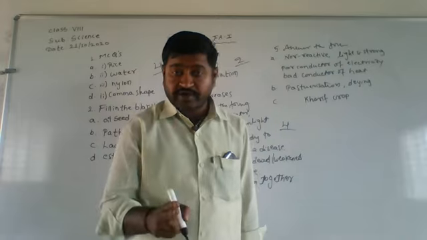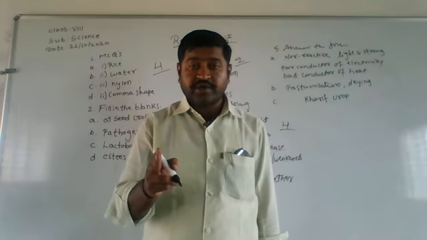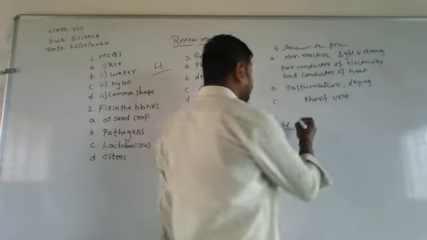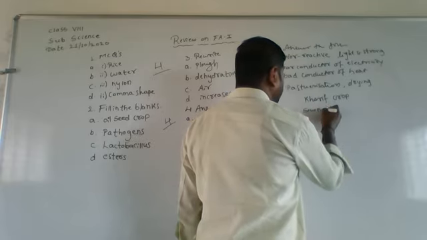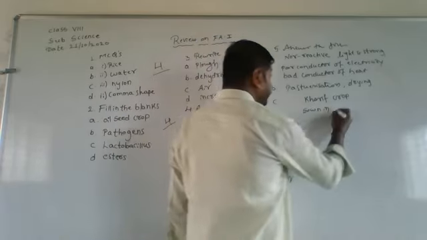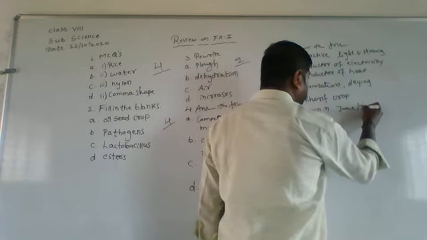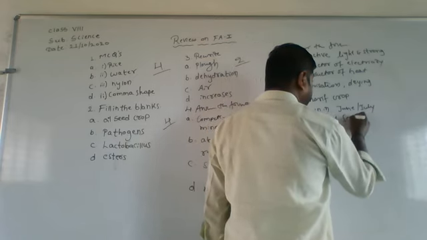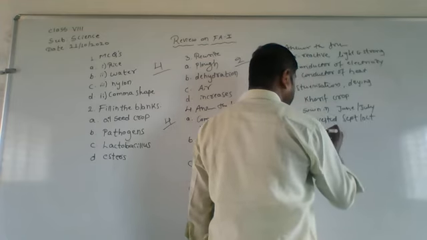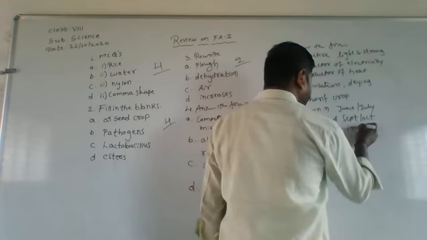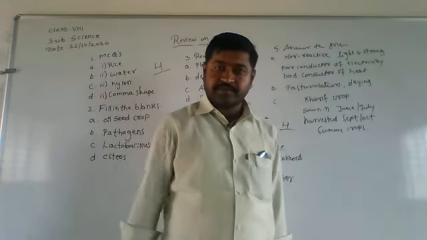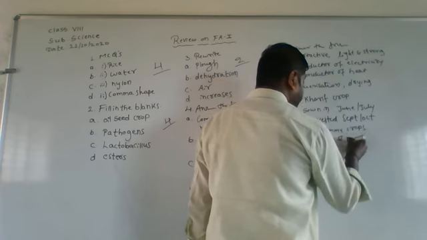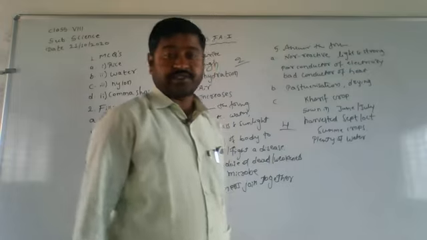Means any 2 differences of rabi crop and any 2 differences of kharif crop have to be written. So first we'll say about kharif. It is sown in June or July and then harvested in September or October. It is also called summer crop. It requires plenty of water. That is why it is dependent on heavy monsoon rains.